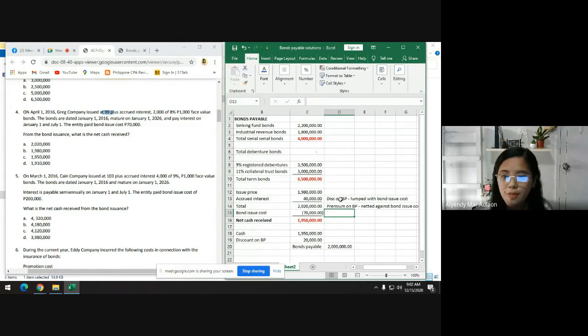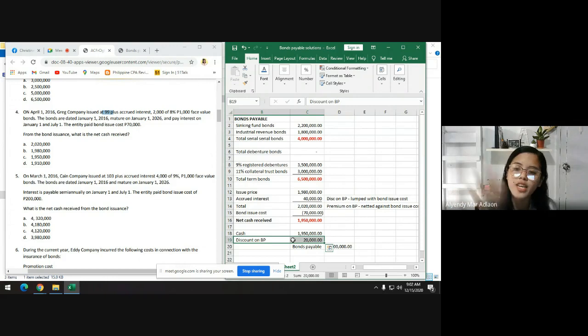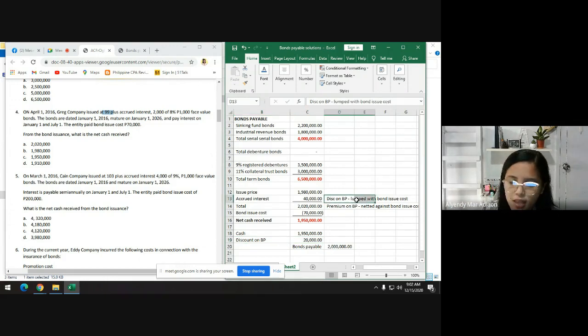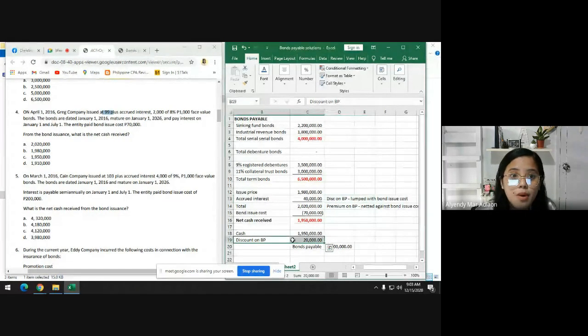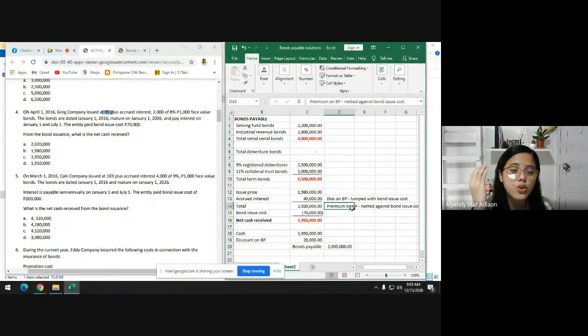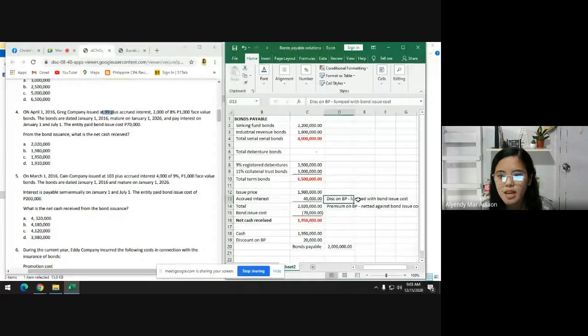So in this case, is there a premium or discount? There is a discount. Pwede ninyo ilhanan whether i-lump ba siya or i-net, nakunaon na ninyo ang ilahang normal balance. Discount on bonds payable is debit. Bond issue cost being an expense ihang nature, so that is also debit. So that's why they are added. While premium on bonds payable is credit, and bond issue cost is debit, so they are netted against each other. So in this case, since this is discount on bonds payable, it will be lumped together.